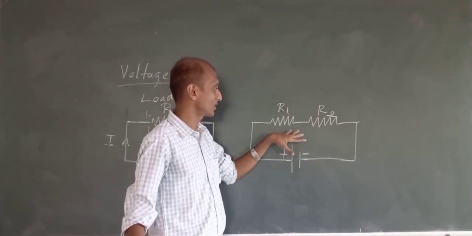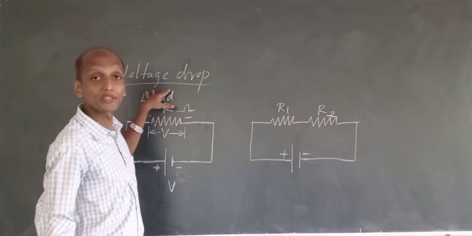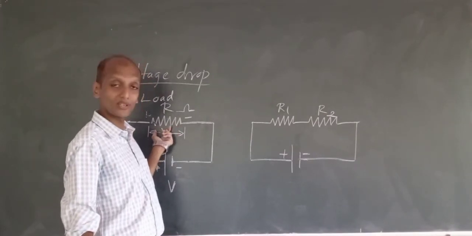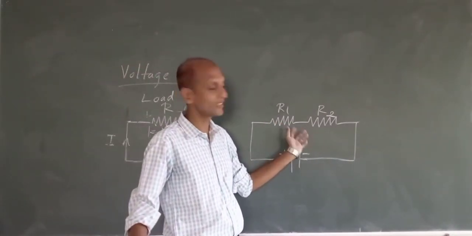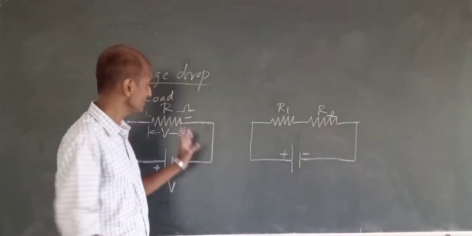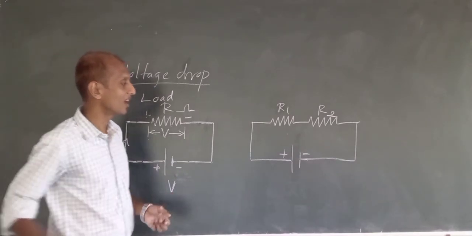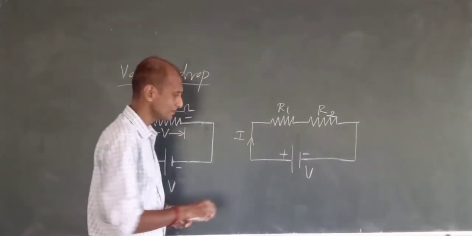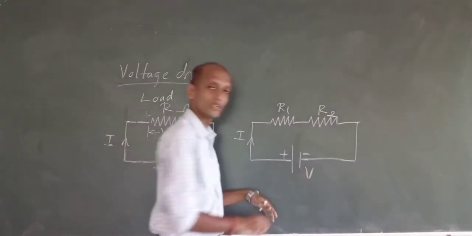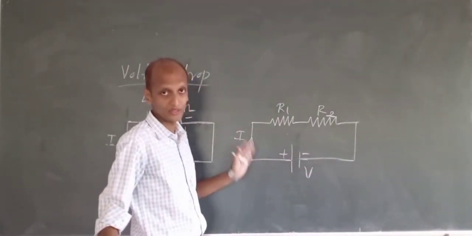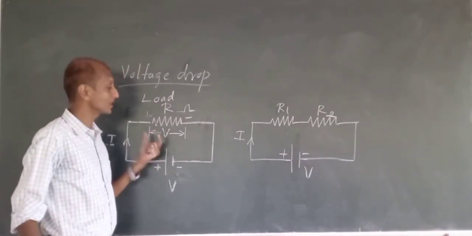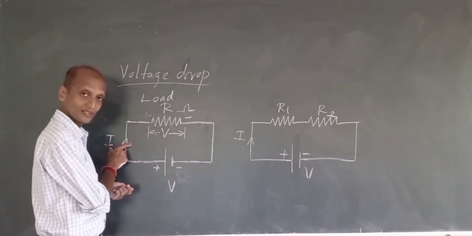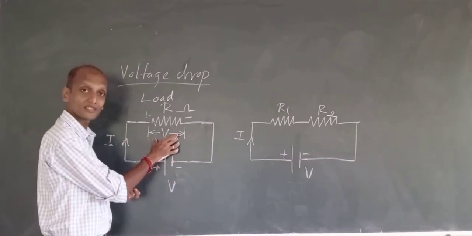What I am going to show you is about the voltage drop. I have connected two resistors here. Here we have only one resistor, and here we have two resistors connected side by side. Now I have applied a DC voltage of V volts and current I starts to flow. Then comes the question of voltage drop: the total voltage will be dropped across this resistance R.